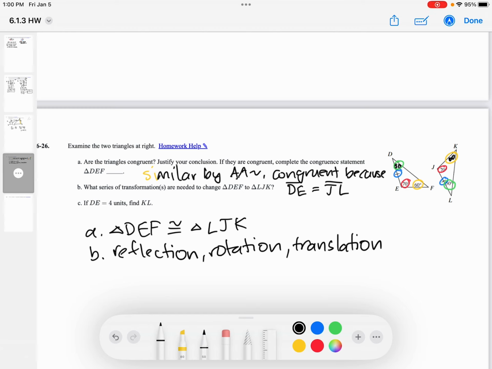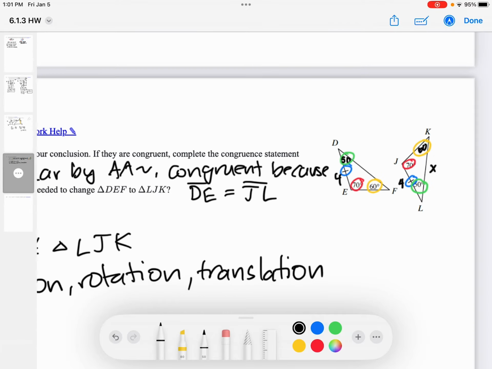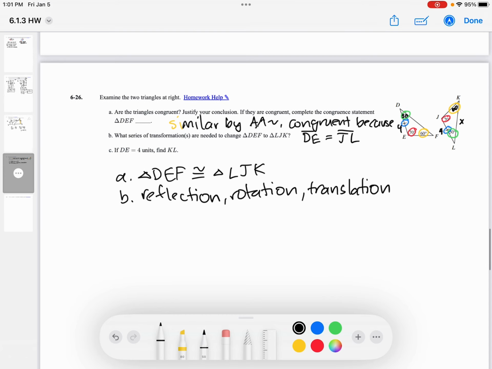Okay, if DE equals 4 units, so if we know that this equals 4, what is KL? So if DE equals 4, we know that this also equals 4, and we want to know this length. Okay, well here we have a triangle that is not a right triangle. We know 3 angles, and we want to find a side. So I'm going to rewrite our triangle there just to make it less crowded. Okay, this is 70, this is 60, this is 50. We know this side is 4, and we want to know this side.